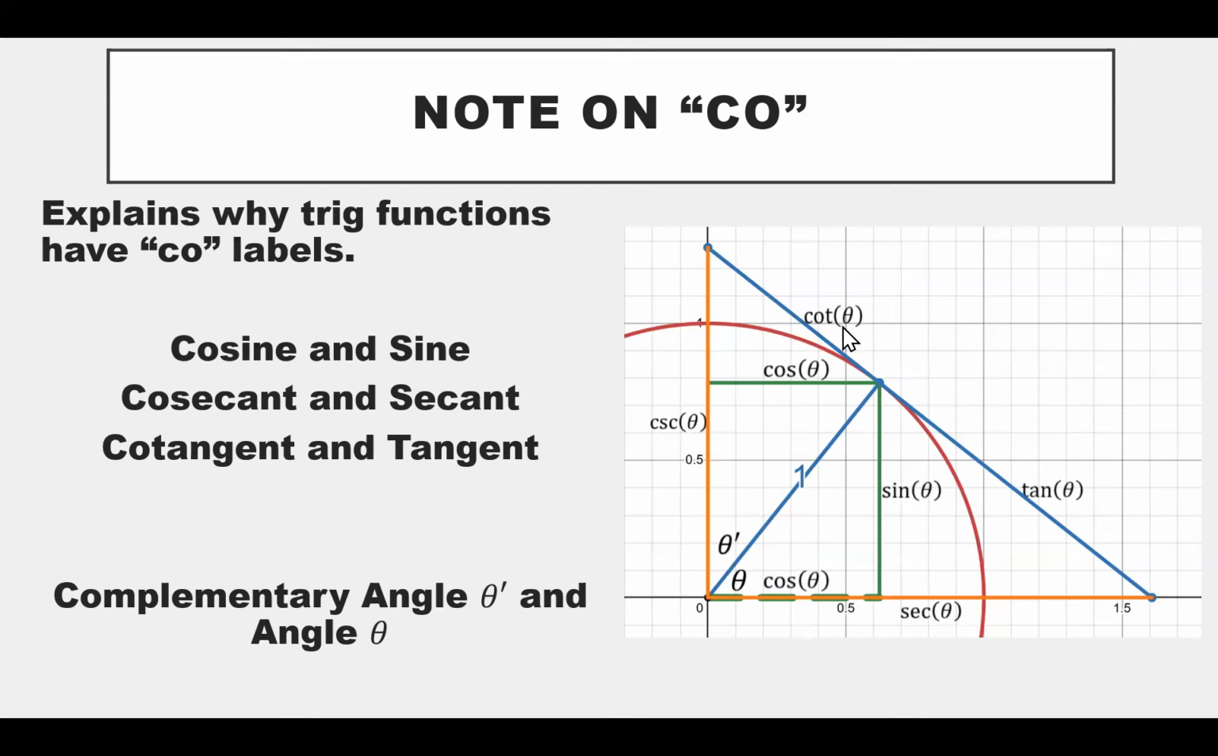The tangent of the complementary angle, if you drew this diagram this way, is the cotangent of the original angle. And similarly, cosecant is the secant of the complementary angle. Again, just exchange the roles of x and y, and you get that.